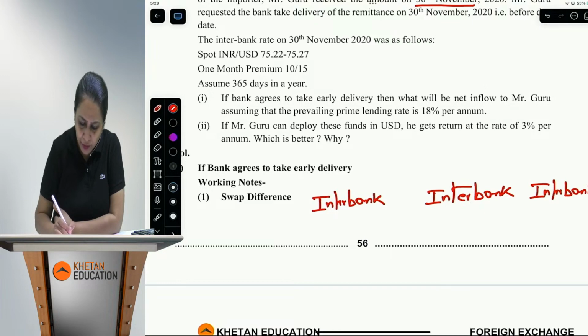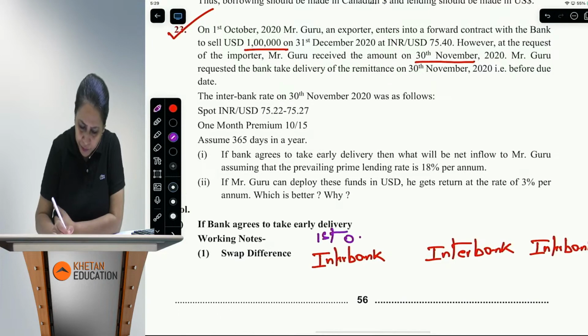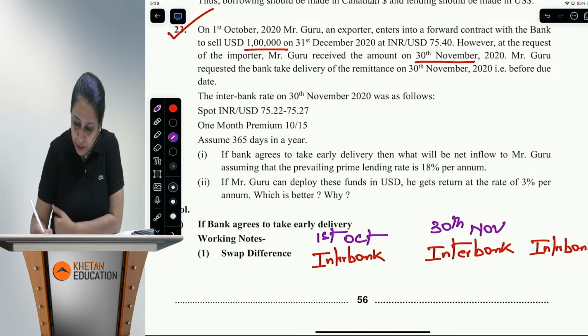Okay, then you have, and the dates are 1st of October, then you have 30th of November, look at this, and 31st of December.